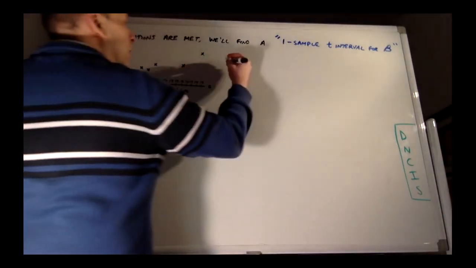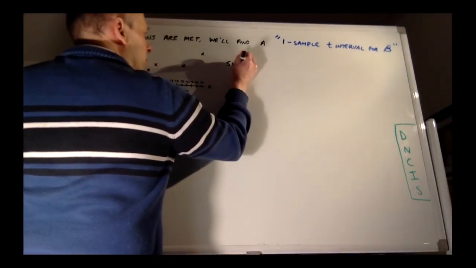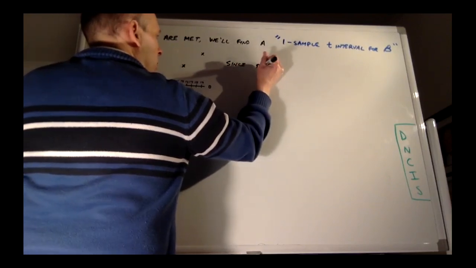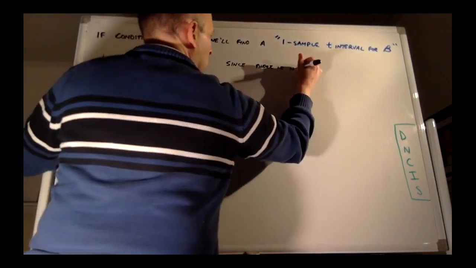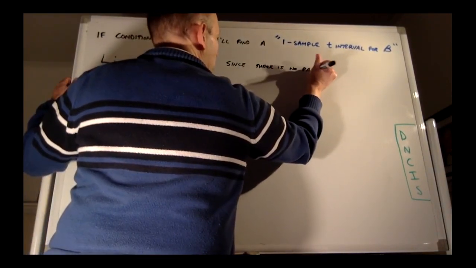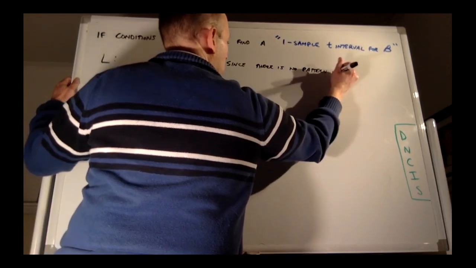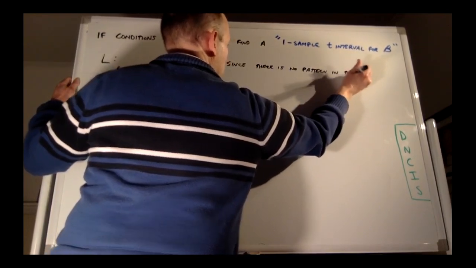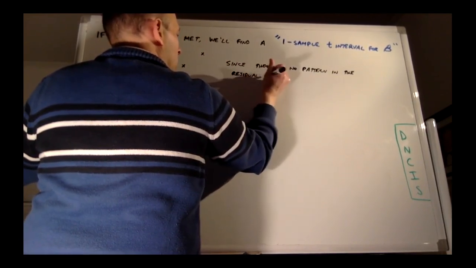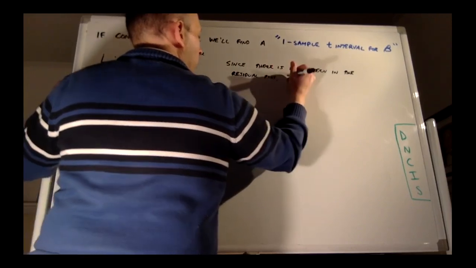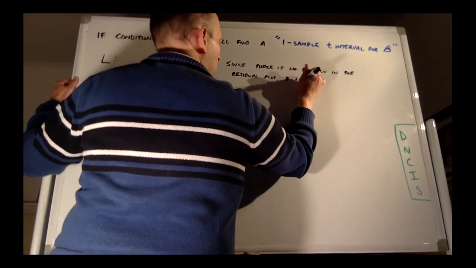So we'll write that. So since there is no distinct pattern, we're going to say no pattern, I guess. So since there's no pattern in the residual plot, we can comfortably say that a linear model is appropriate.